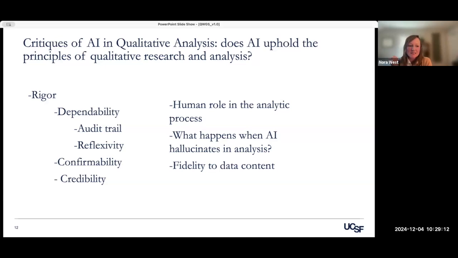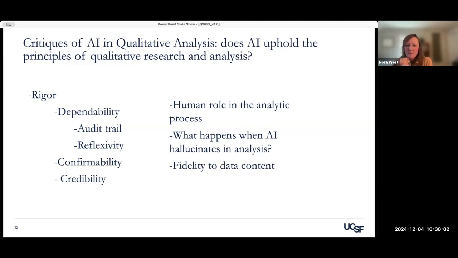We pride ourselves, obviously, on our rigor and on our methods, and so if we're relying on something that actually makes up data that doesn't exist, to me, that was a huge red flag in terms of using AI to do data analysis. And I'm not saying that's the only thing that happens when AI hallucinates. I think there are a lot of other things that happen, and not all of them are necessarily detriments, but that's certainly a concern, to me, and a big red flag in terms of using artificial intelligence to do qualitative analysis. And I think that gets to the last point on this slide about fidelity to data content.